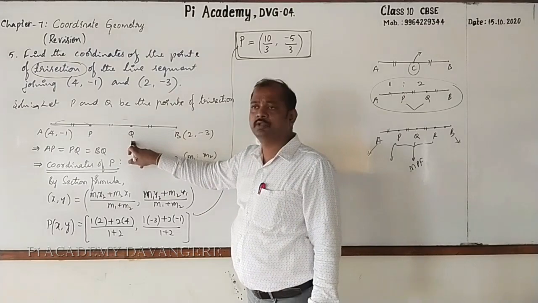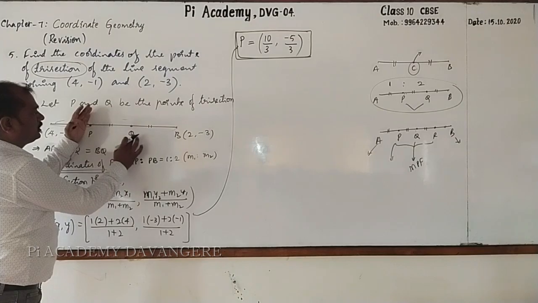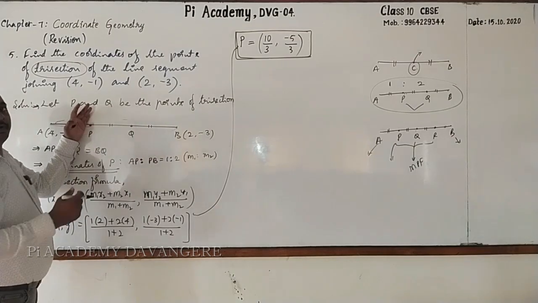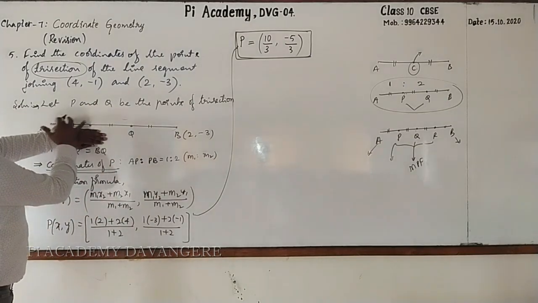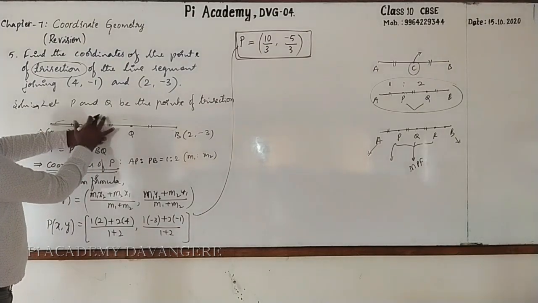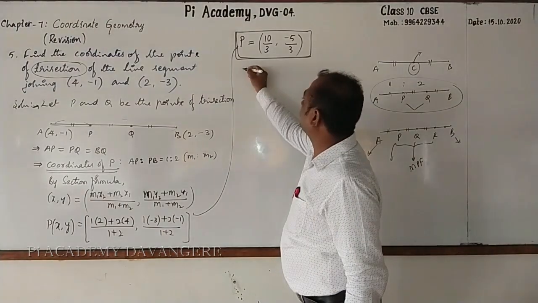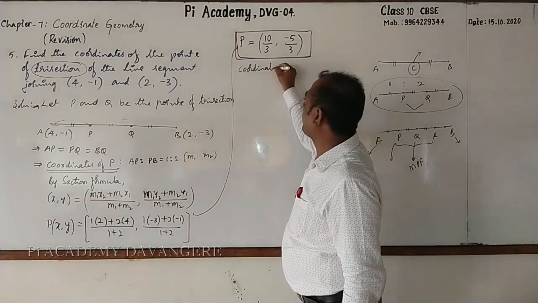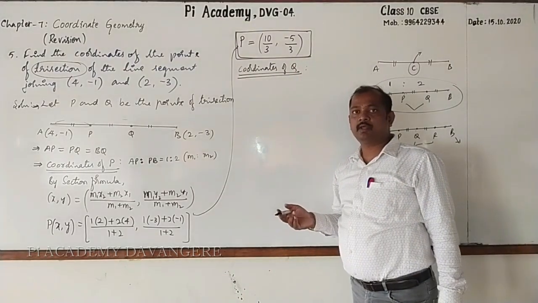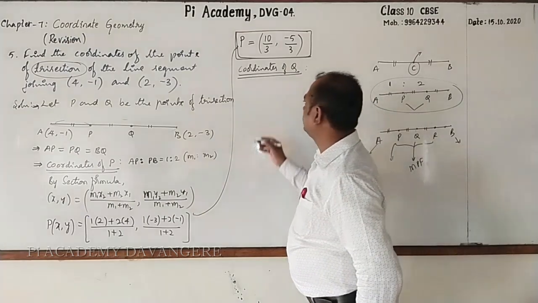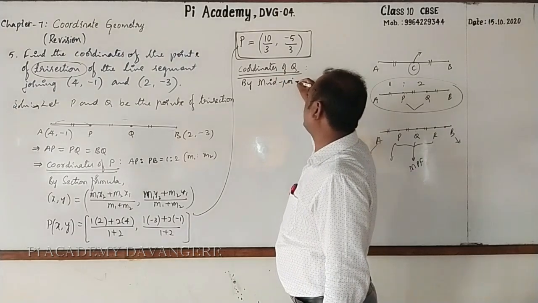Next, we want the coordinates of Q. How do you find it? Look here. When you compare Q with respect to PB, Q is the midpoint. You can use the midpoint formula. Or else, if you do not want to consider P, again you have to use the section formula. This is 2 and this will be 1. However you want, you can go for that. Here I'll write coordinates of Q. Shall we use the midpoint formula or the section formula? Yes. Here I'll use the midpoint formula.